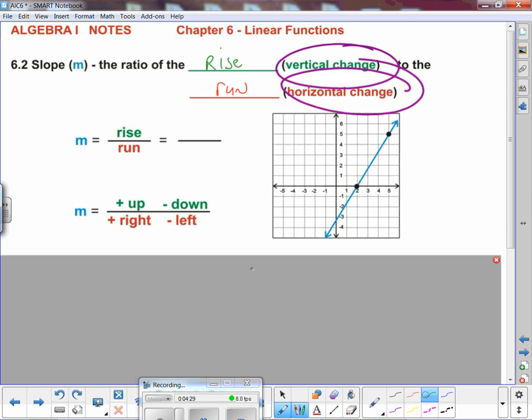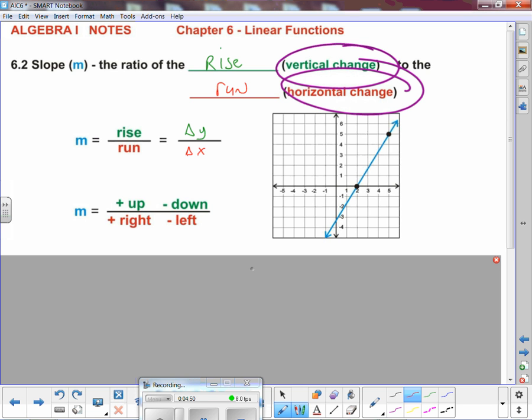All right, so the slope is the rise, and this is our change in y. Triangle means delta, or as you say it, delta, but it means change in. So delta y means the change in y, and the run is delta x, the change in x.